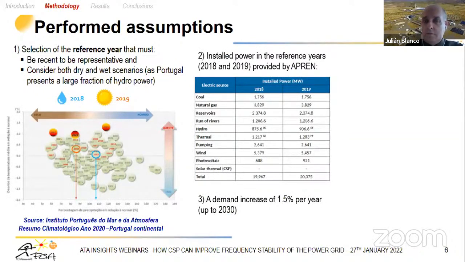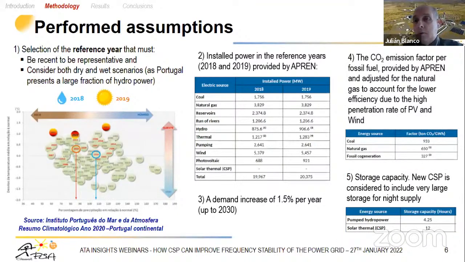Additionally, we started with the total installed power that exists today in Portugal. For the expected demand increase, we consider 1.5% up to 2030. Total CO2 emission of the different technologies, basically coal, natural gas and cogeneration, is also adjusted to the specific amount of gas that is expected to be affected by the strong penetration of renewables. The storage is basically all the hydro that is significant, pumped hydropower, and solar thermal. The solar thermal is considered to have a high number of storage hours for the thermal storage, 12 hours.